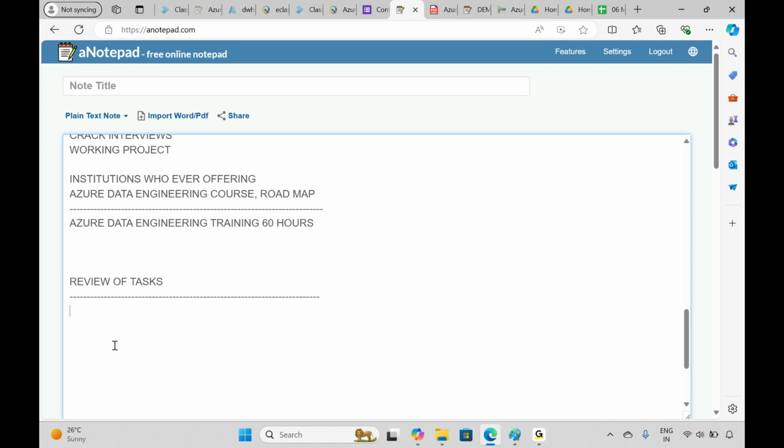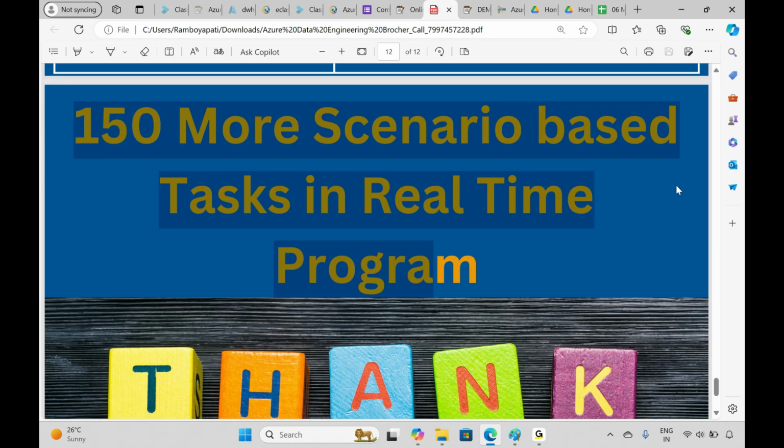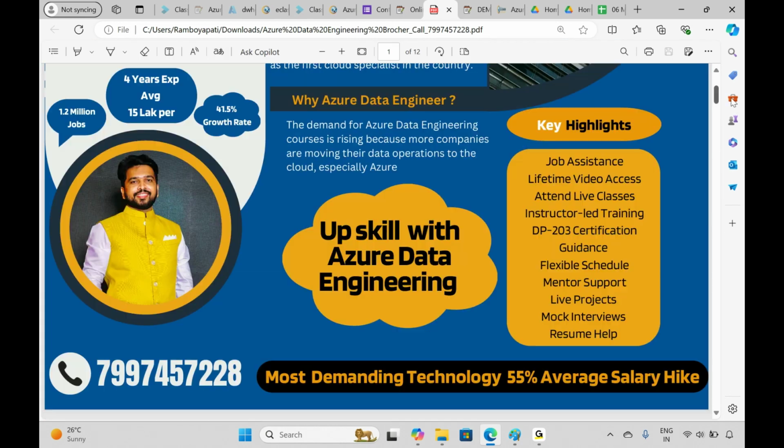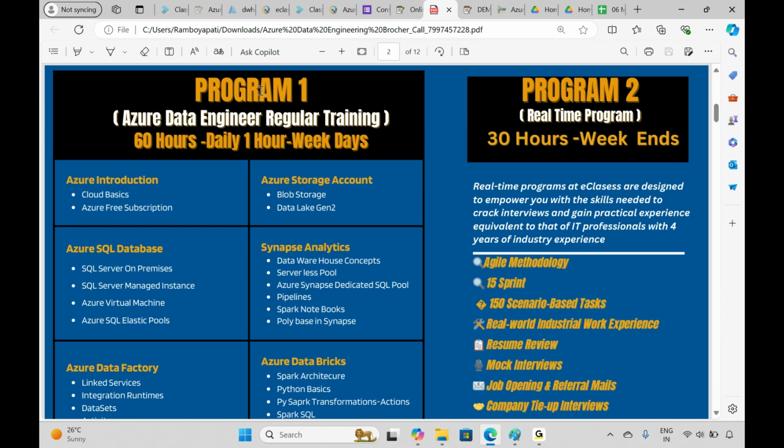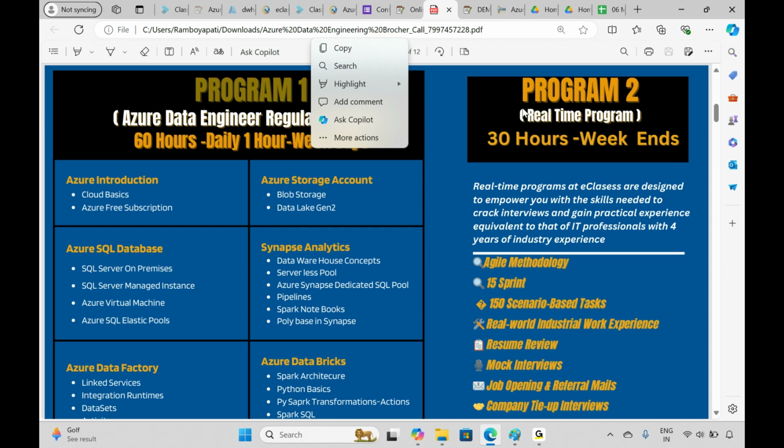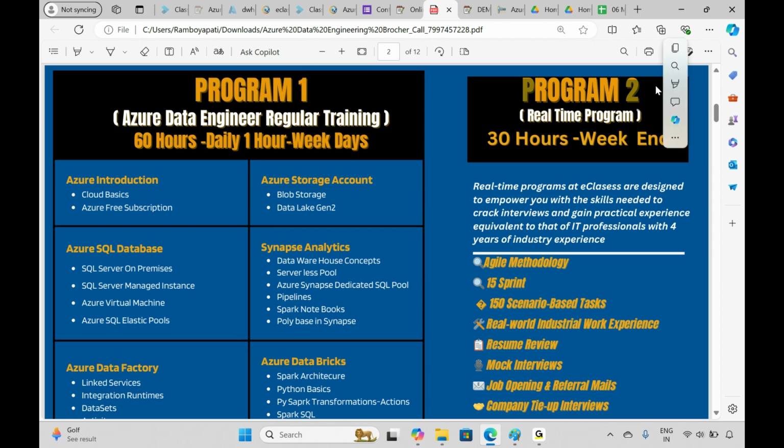The entire program is going to be completed within 2.5 months. Program 1 and program 2, whichever we are offering, see here, this is program 1. These two will be completed in 2.5 months in parallel. Once we start program 1, program 2 will start after 1 week.